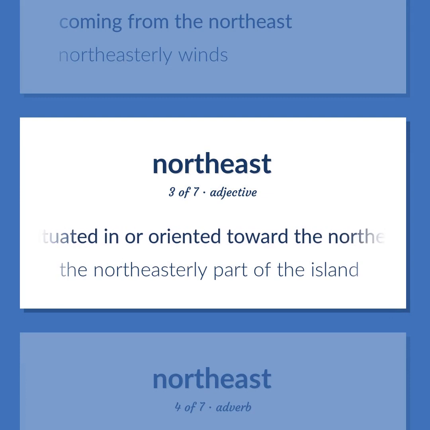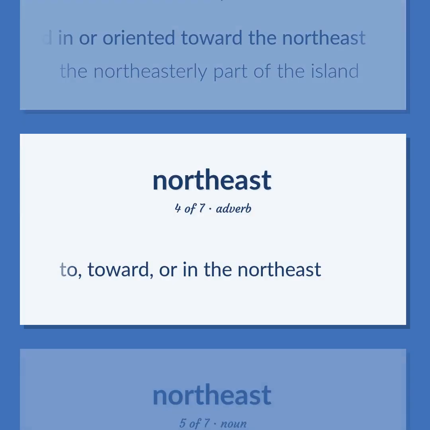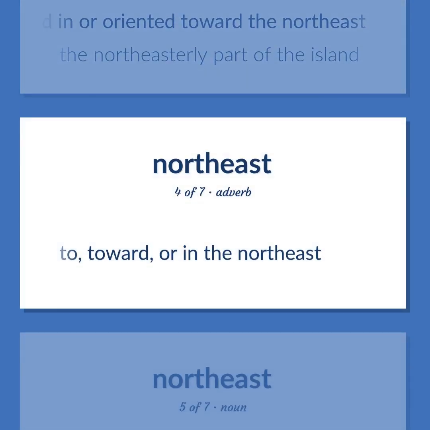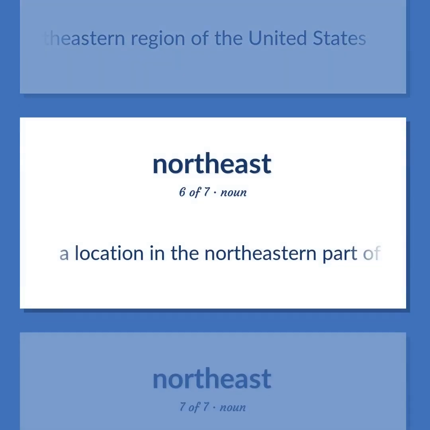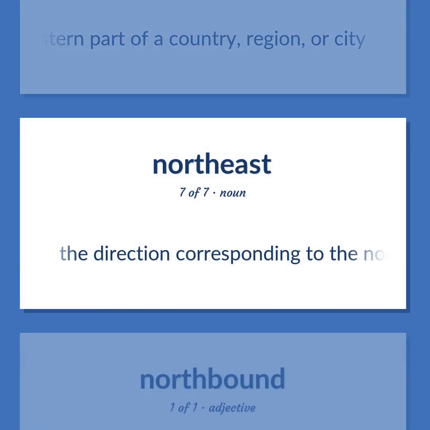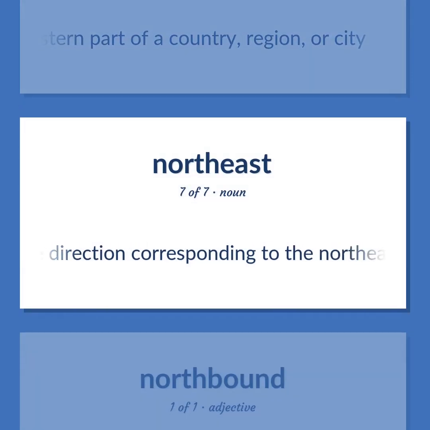Situated in or oriented toward the northeast. The northeasterly part of the island. Toward, or in the northeast. The northeastern region of the United States. A location in the northeastern part of a country, region, or city. The direction corresponding to the northeastward compass point.